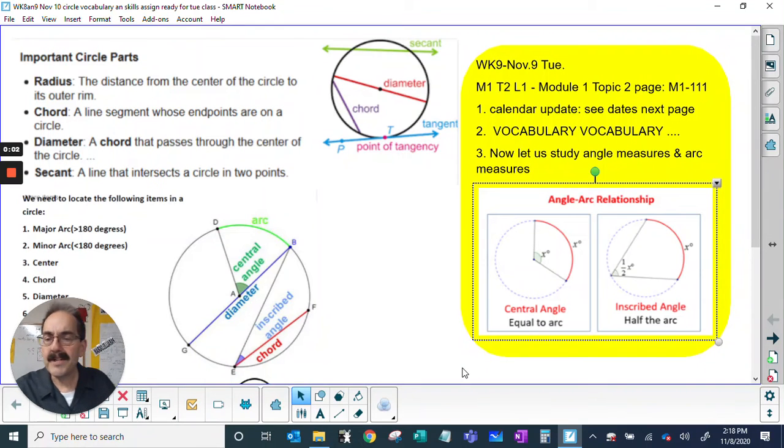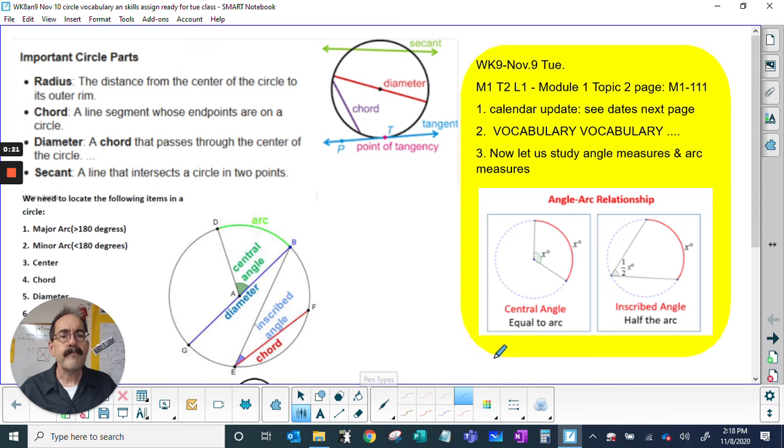Hey everybody, Monty here. So we didn't quite get done with the circles. So let's do some actual practice. We have all this vocabulary, 15 different words. Wow. Now we want to find relationships with these central angles and inscribed angles.